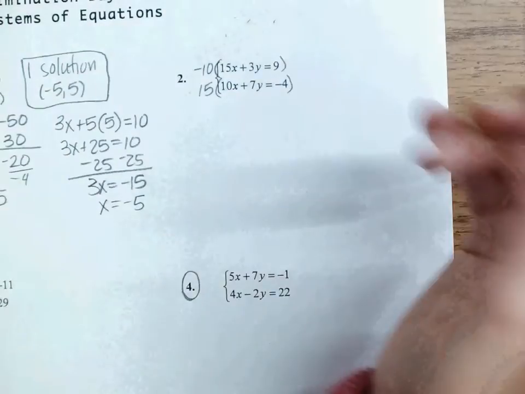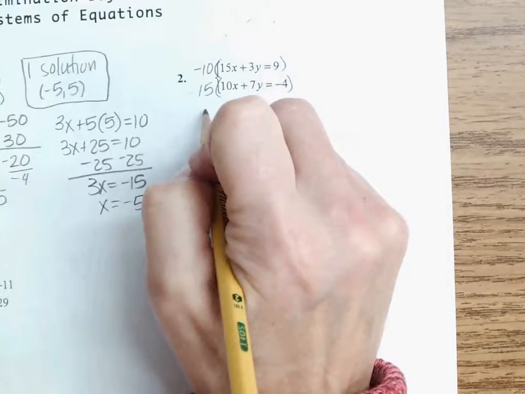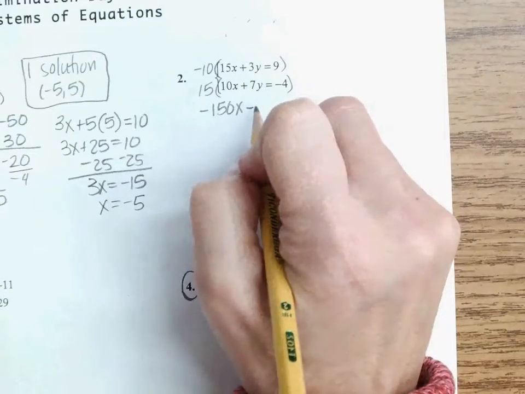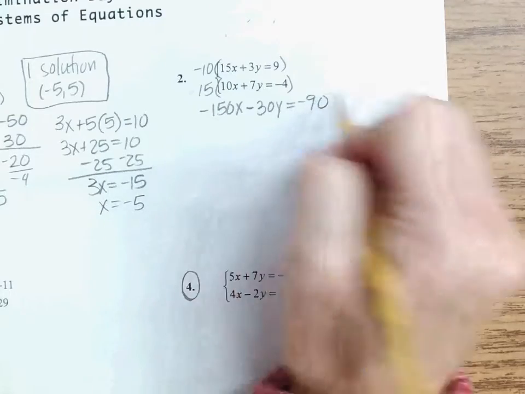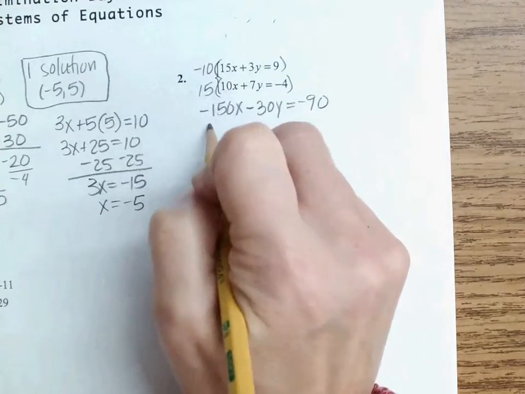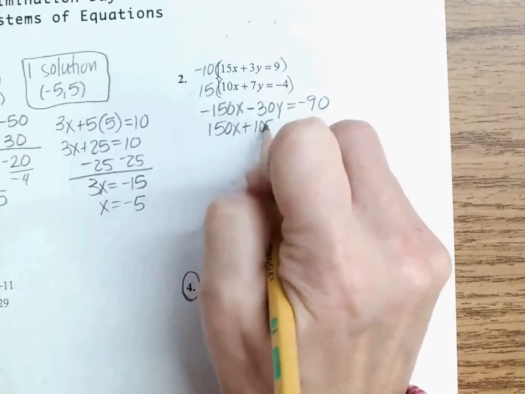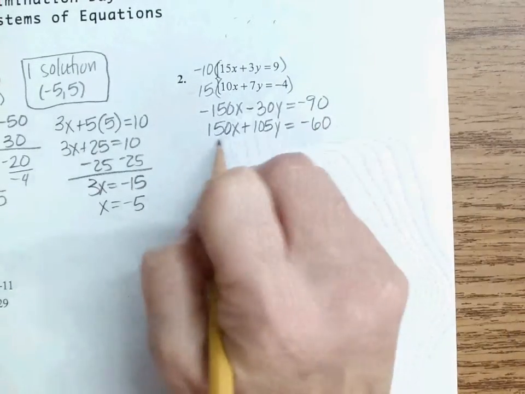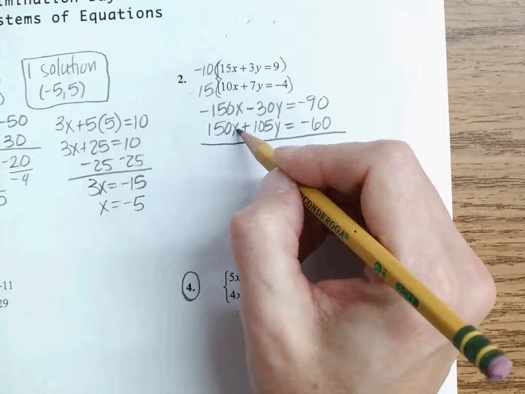There we go. And then we multiply every term by negative 10 for our top equation. So when I do that, I get negative 150x. Negative 10 times 3y is negative 30y. Negative 10 times 9 is negative 90. Then 15 times 10 is 150x. 15 times 7 is 105y. 15 times negative 4 is negative 60. I have created my opposites, so when I add these two equations together, the x variables do cancel out.